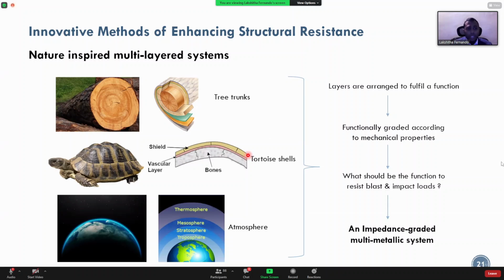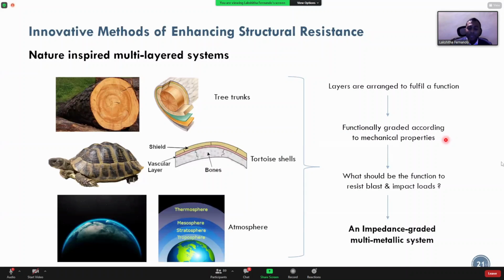So coming back to this slide, what I proposed in my thesis was a multi-layered system or a multi-material system. Now the inspiration for that is, of course, you see multi-materials and multi-layers in nature. Almost most of the things we see in nature are either multi-layered or multi-material. And what we see here is the materials are arranged in a certain way that it can fulfill a certain function.